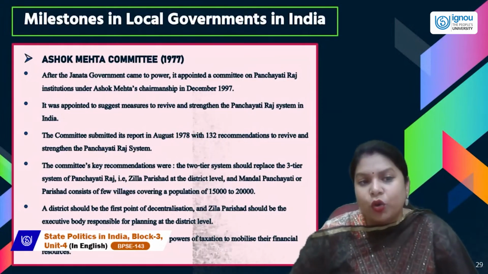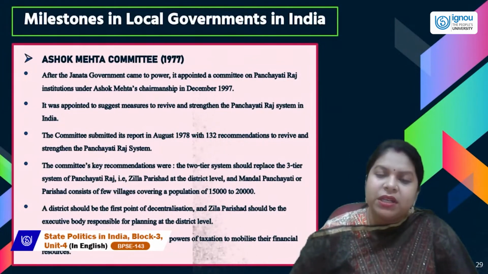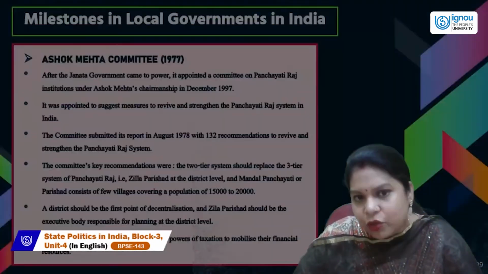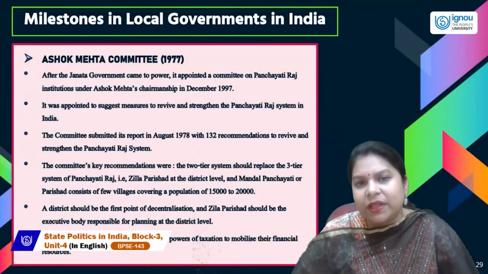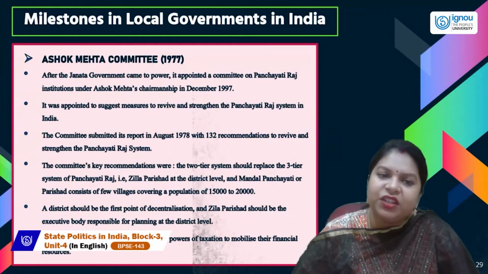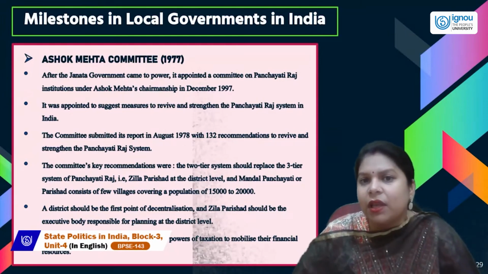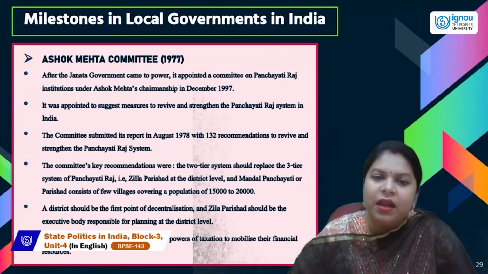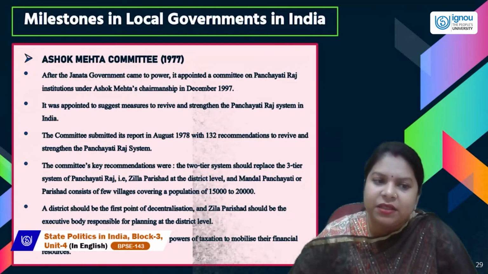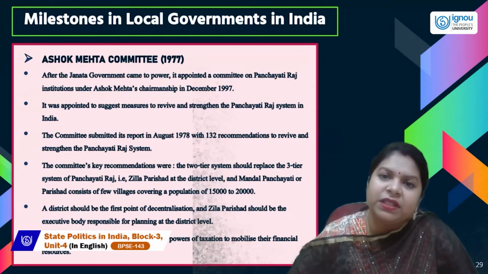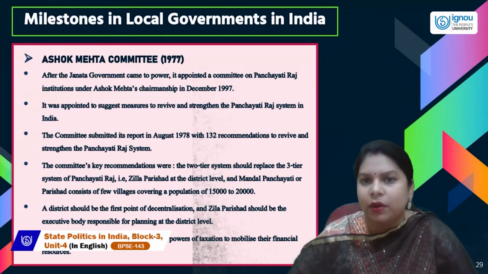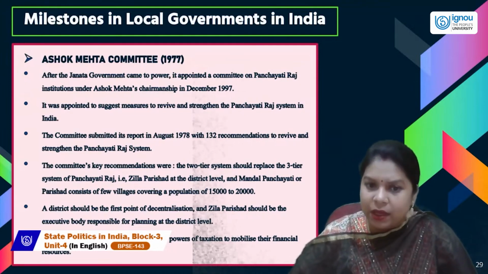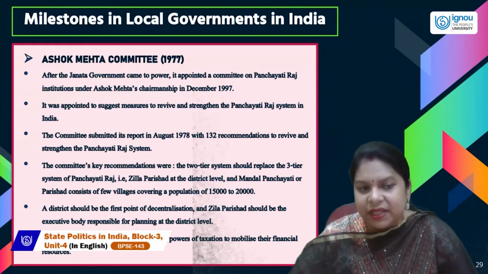Now let's come to the Ashok Mehta Committee, which was appointed in the year 1977. As we see, it is totally 20 years later that the Ashok Mehta Committee was established, and this time it is the Janata government which, after coming to power after the emergency period, appointed a committee on Panchayati Raj institutions. The chairman of this committee was Ashok Mehta, and after the name of the chairman, it is named the Ashok Mehta Committee, in December 1977.